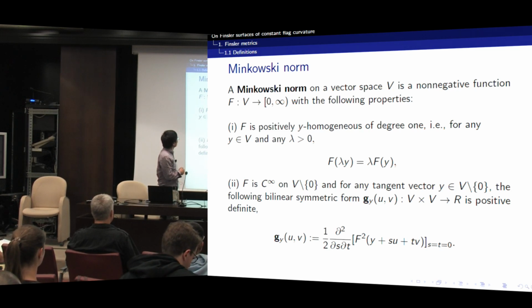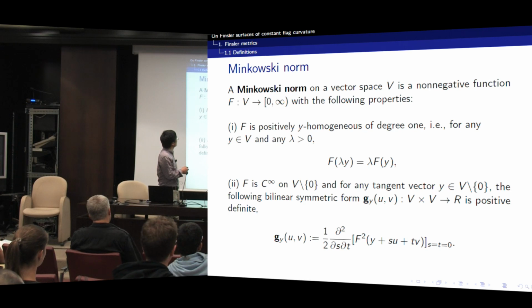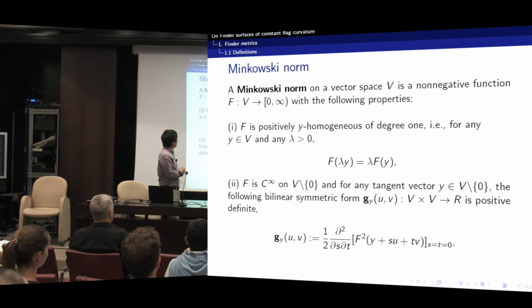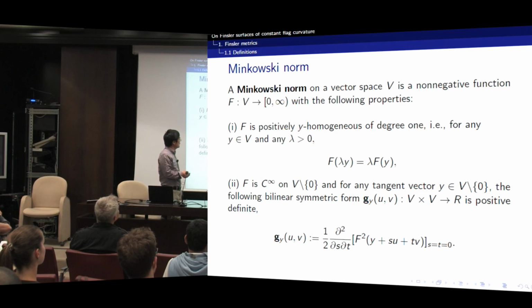Okay, now we start. First of all, I will introduce some definitions. A Minkowski norm. A Minkowski norm on a vector space V is a non-negative function on V with the following four properties. The first one: F is positively homogeneous of degree 1. That means for any y belonging to V and any positive lambda, F(lambda y) equals lambda F(y).